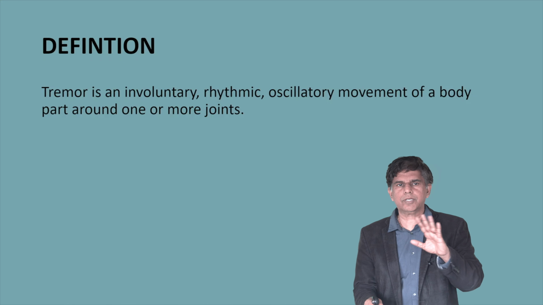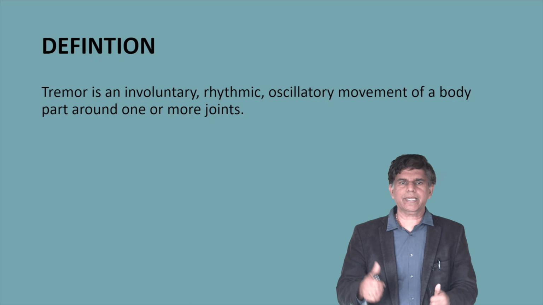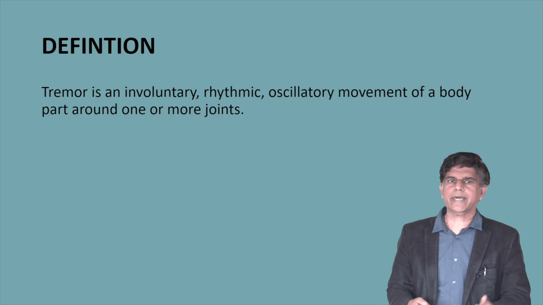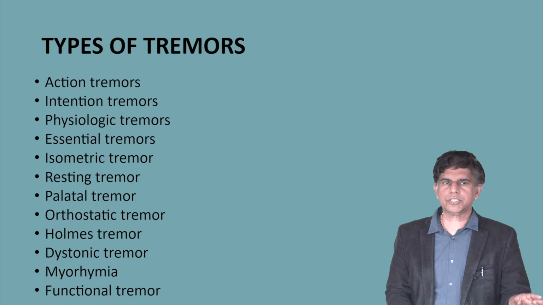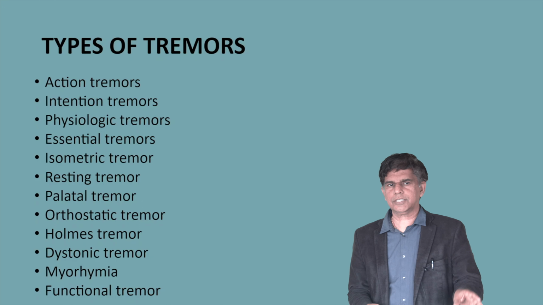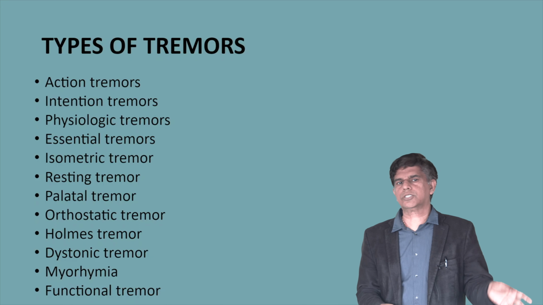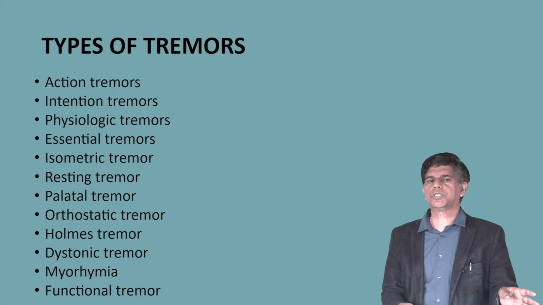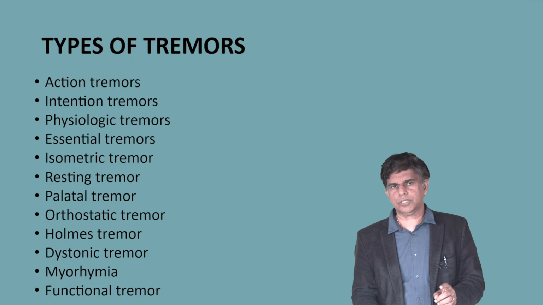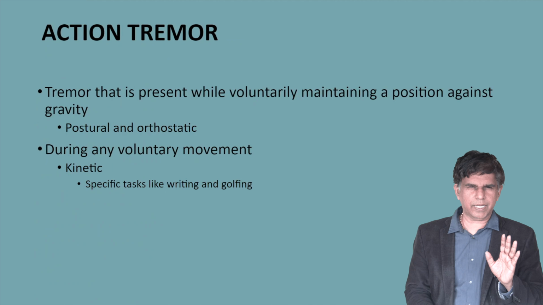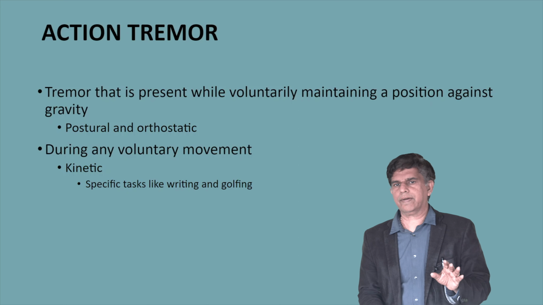All right, let's get into our topic today. What's the definition of tremor? Involuntary, rhythmic, oscillatory movement of a body part around one or more joints. And there are different types: action tremors, intention tremors, physiological tremors, essential tremors, isometric tremor, resting tremor, palatal tremor, orthostatic tremor, Holmes tremor, dystonic tremor, myorhythmia, and functional tremor.